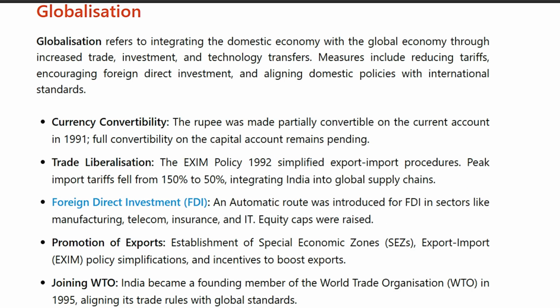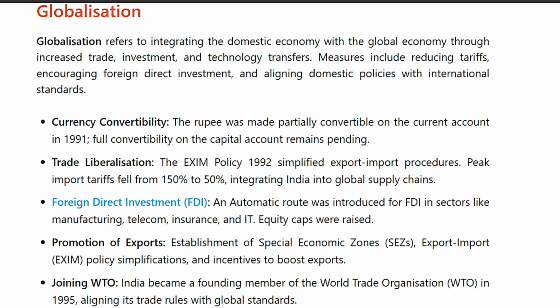Globalization. Globalization refers to integrating the domestic economy with the global economy through increased trade, investment, and technology transfers. Measures include reducing tariffs, encouraging foreign direct investment, and aligning domestic policies with international standards. Currency convertibility. The rupee was made partially convertible on the current account in 1991. Full convertibility on the capital account remains pending.